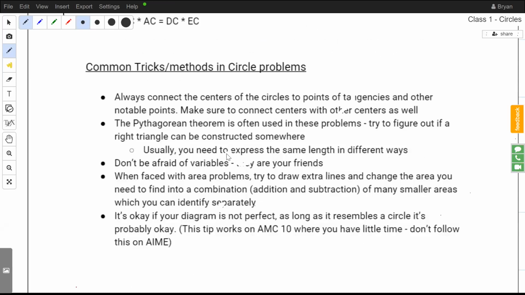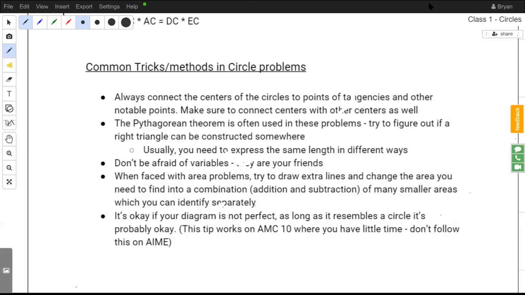demonstrating this. And another one is don't be afraid of variables. For example, making lots of variables for a radius or a side length. While they can seem confusing, it's often better to have something representing the value than not having anything and just staring at a blank diagram.